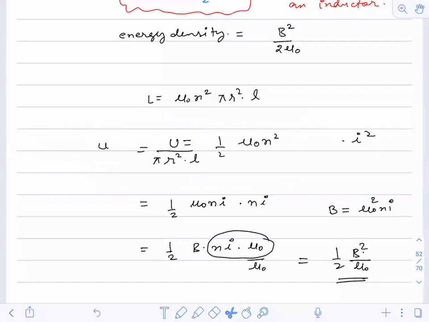Yes. Did you understand this derivation? There is nothing to do in this, just substitution. No need to worry. In electrostatics, a similar derivation you would have done for energy density. You would have got epsilon naught E square divided by 2. This is the value you would have got in electrostatics as energy density.